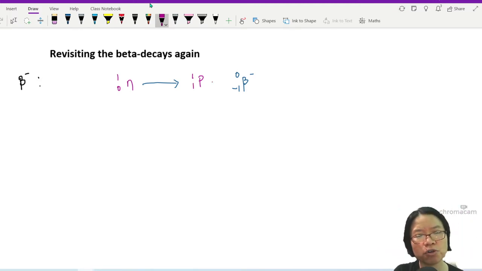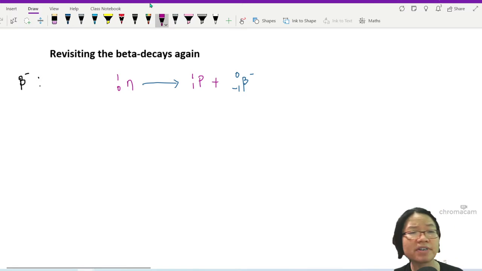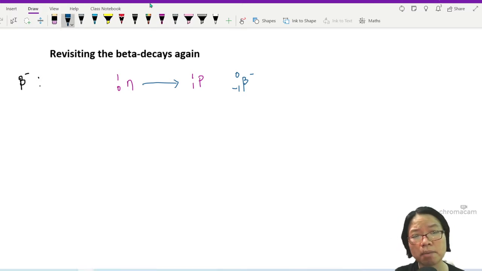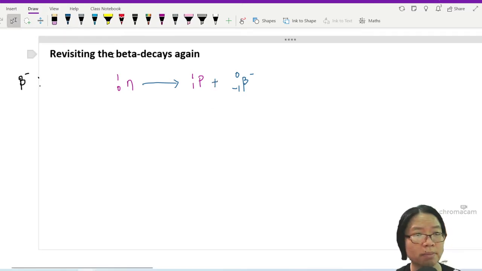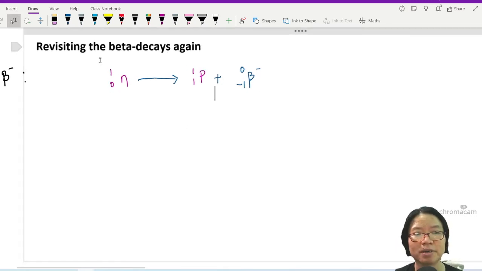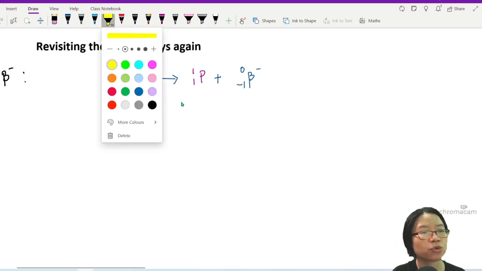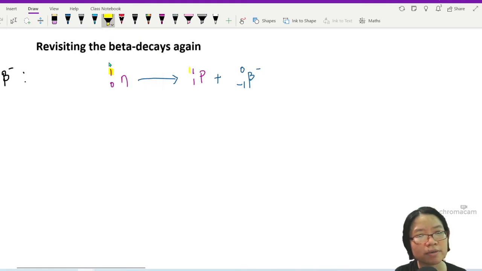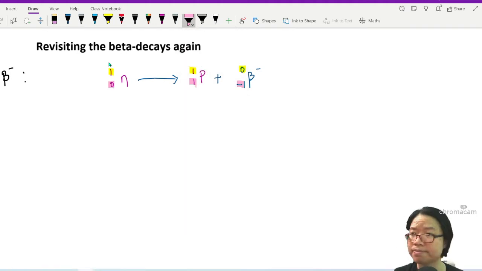So if you look at this, it seems on first sight that the numbers are balanced. The proton number is balanced. The nucleon number is also balanced: 1 is 1 plus 0. The proton number is balanced: 0 is 0 plus negative 1. Okay, so all the numbers are balanced.